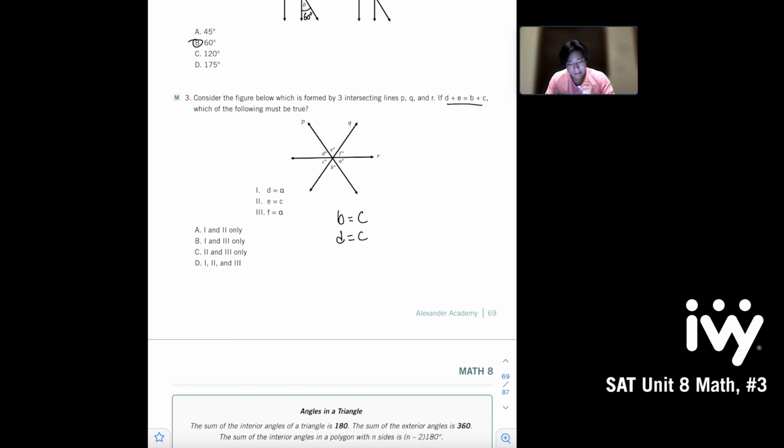Choice 1 says D is equal to A. D is definitely going to be equal to A because those are vertical angles. So 1 is definitely true.